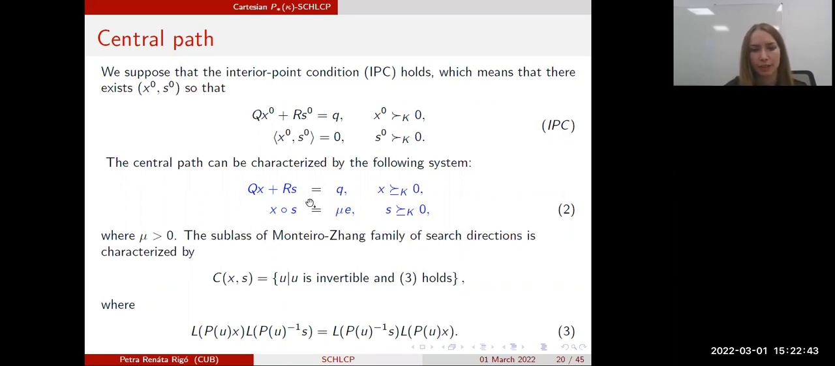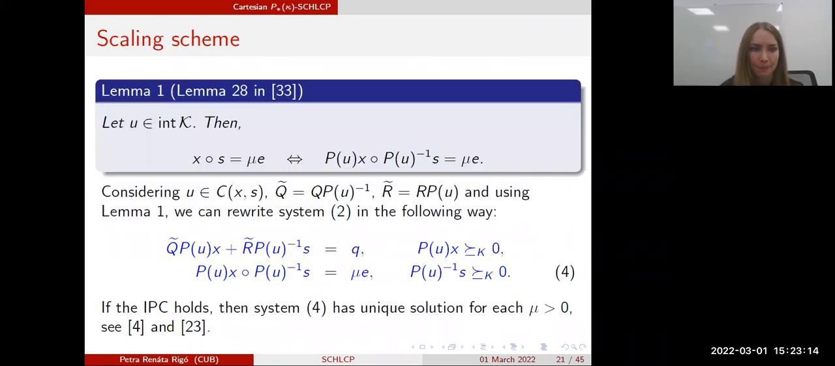So instead of 0 here, we put mu times c, where mu is positive. And the subclass of the Monteiro-Zhang family of search directions is characterized by the following. So it contains those U where U is invertible, and these three hold, where L and P are the Lyapunov and quadratic representations that I defined previously.